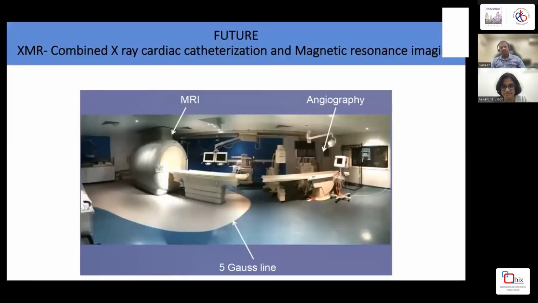I think the future will be a combined X-ray, cardiac cath, and MR lab, which some of the centers already have.